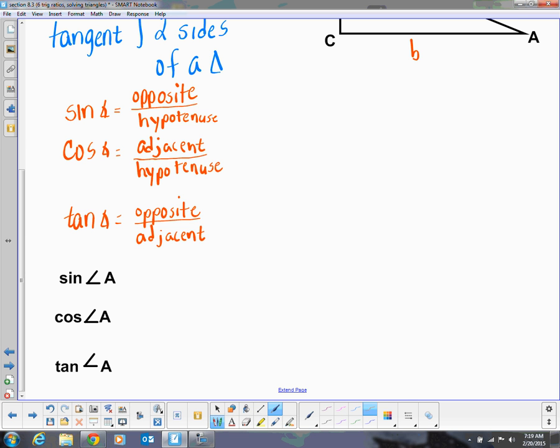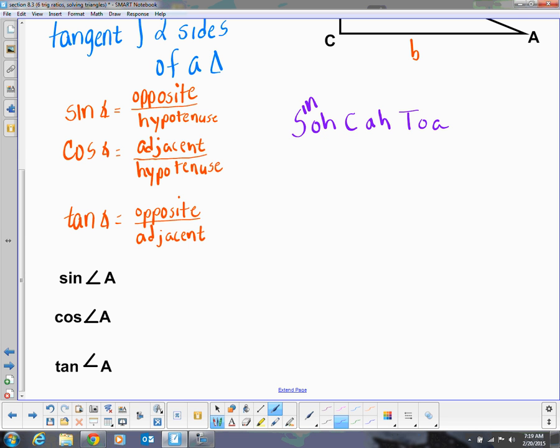Now you got to know this. Actually, this is on the reference sheet on your EOC. So there's this little mnemonic device called SOHCAHTOA. SOHCAHTOA. Sounds Indian.